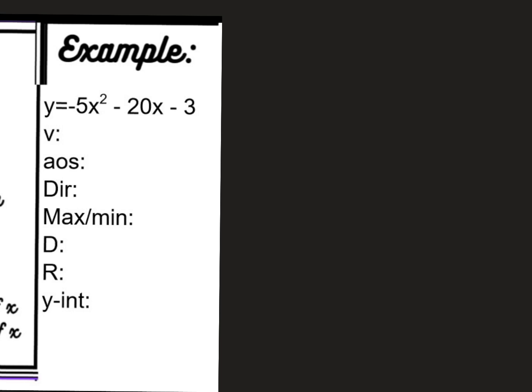Here's another example to find the vertex, axis of symmetry, the direction it opens, the maximum or the minimum value, the domain, the range, and the y-intercept of a quadratic in standard form. The first thing that you have to do is find your axis of symmetry. So don't forget that. You have to start with your axis of symmetry. So that's what I'm going to do. I'm going to use that formula, x equals negative b over 2a. Remember, a is negative 5, b is negative 20, and c is negative 3.